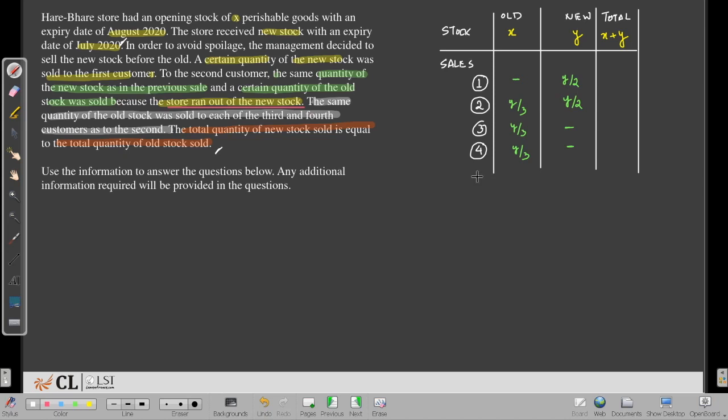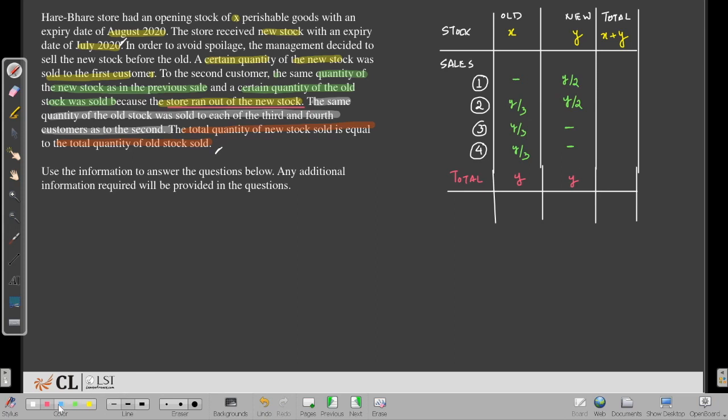We could probably make a few inferences here. Let's extend these lines a bit here, and we can probably add. We could write here the total of the sales. Total sales in this case is equal to y. The total in this case is also equal to y. That's a total that we can see here.